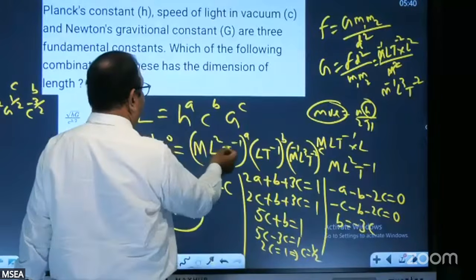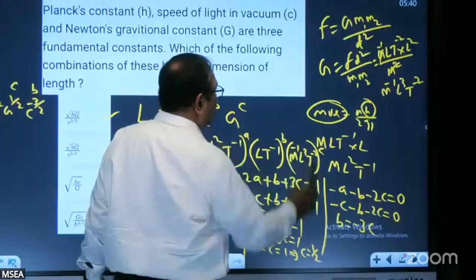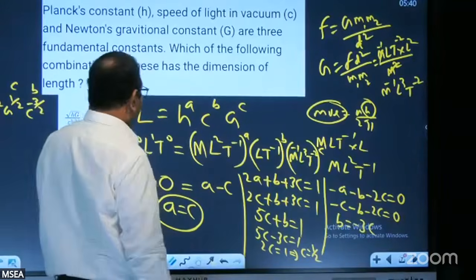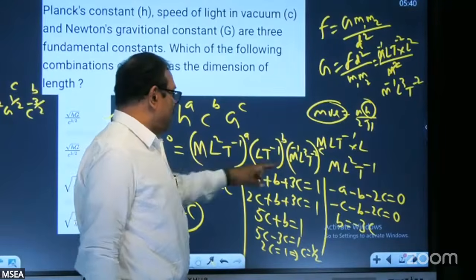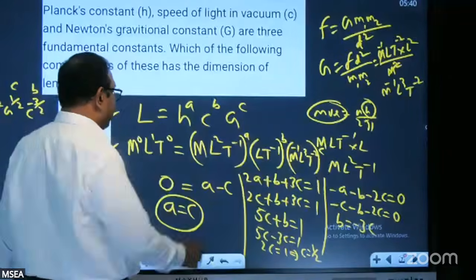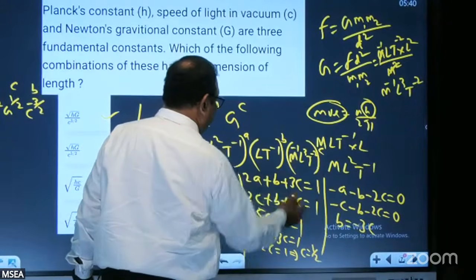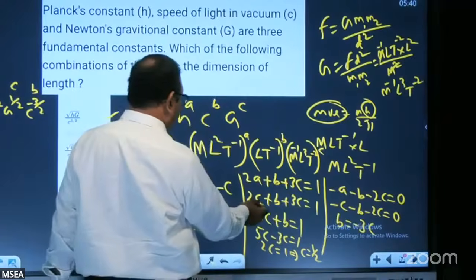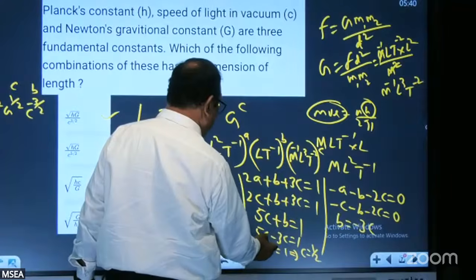If I take M1 L square T power minus 1, L T minus 1 and M minus 1 L cube T power minus 2. Then M power A minus C is equal to 0, or A is equal to C. Then 2A plus B plus 3C is equal to 1. Then A is equal to C means 2C plus B plus 3C is equal to 1, so 5C plus B is equal to 1.